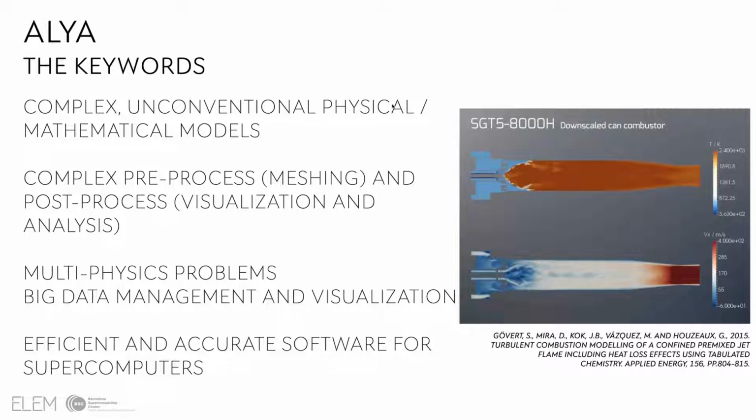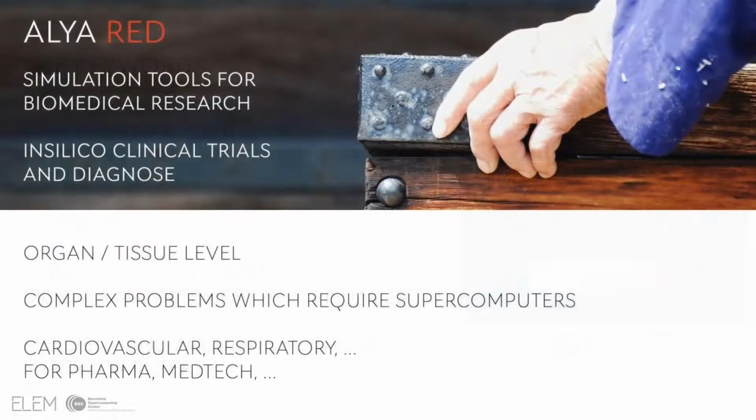We must do not just efficient, but also accurate software for supercomputers. We started as a game by giving colors to the different verticals. For the biomedical vertical, everything in which we use ALIA, we call ALIA Red. So these are simulation tools for biomedical, ALIA Red. What we do are in silico clinical trials and diagnosis. It's for organ and tissue level, nothing molecular. It's for complex problems which require supercomputers.